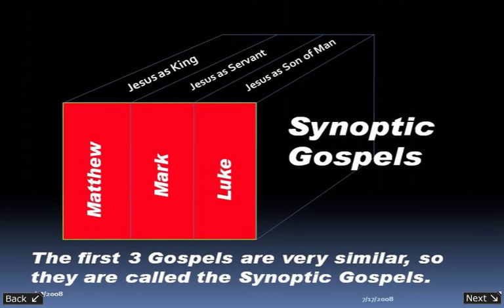The first three Gospels are very similar in content. So they are called the Synoptic Gospels. Matthew, Mark, and Luke, very similar, are called the Synoptic or Similar Gospels. Matthew, Jesus as King. Mark, Jesus as servant. And Luke, Jesus as the Son of Man.